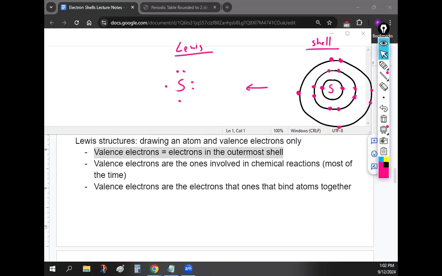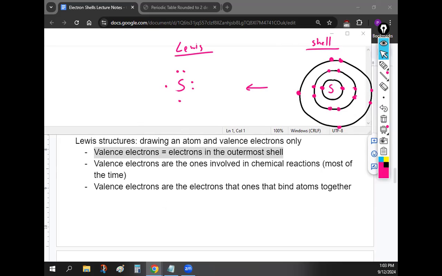How do you do that? In a Lewis structure, we only draw the valence or the outside electrons. There are 6 electrons on the outside shell, so we just draw the 6 electrons. That easy. Easy peasy, right? You don't even draw the circle.